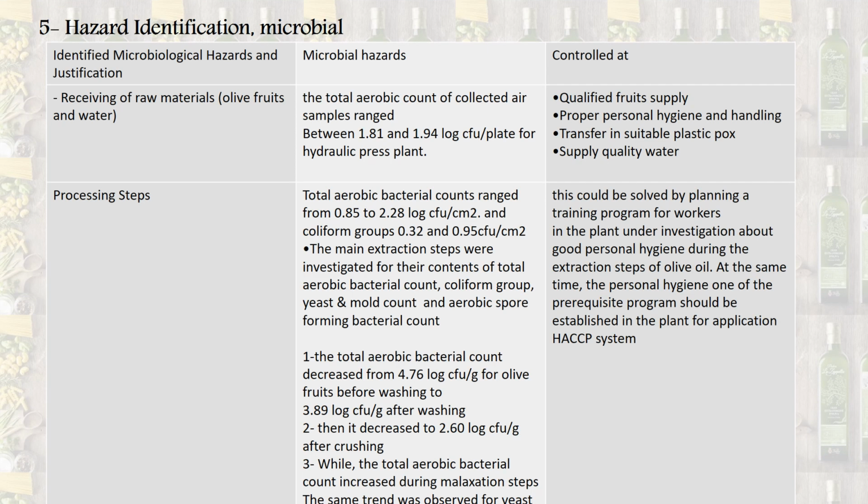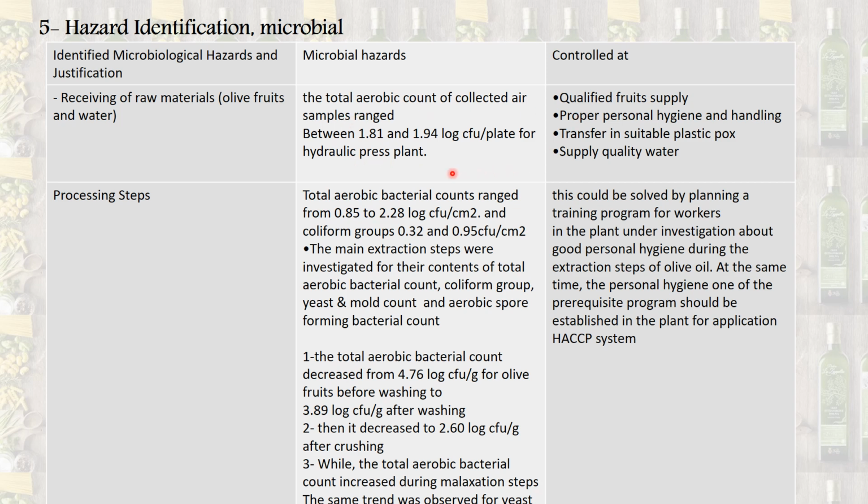First principle, hazard analysis. It may include microbial, chemical or physical agents that cause illness or injury in the absence of their control. In our product, the olive oil, the microbial hazards from receiving the olive fruit through the processing steps until the extraction of oil can include the total aerobic count of the collected air sample, which ranged between 1.81 to 1.894 log colony forming units per plate.